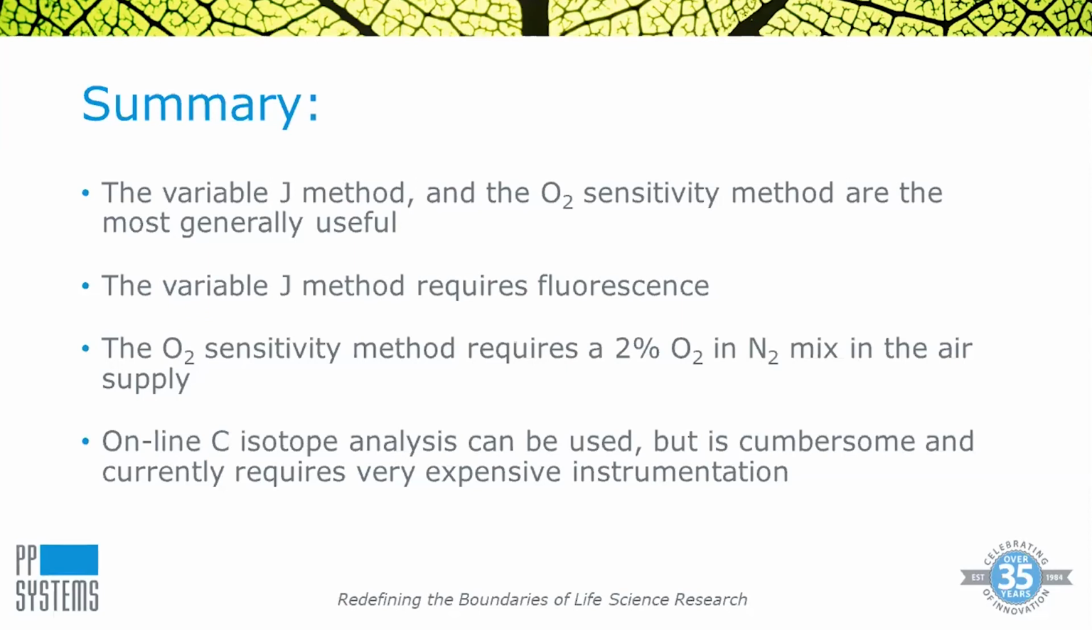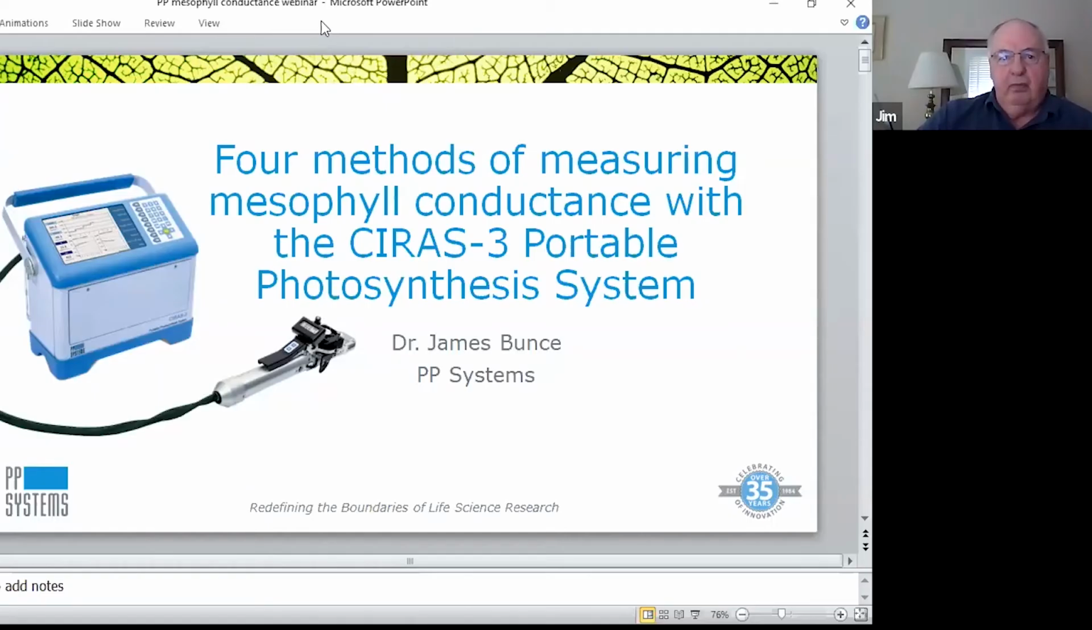There is another way to do mesophyll conductance measurements, and that's with online carbon isotope analysis, but that's very cumbersome and extremely expensive instrumentation. So we have 4 other alternative ways of doing this. So the carbon isotope analysis is a 5th method, but it's not practical for most people. We can open it up to questions.